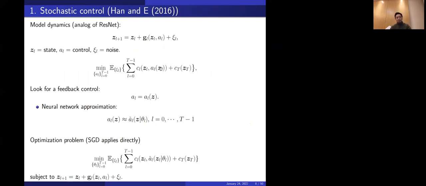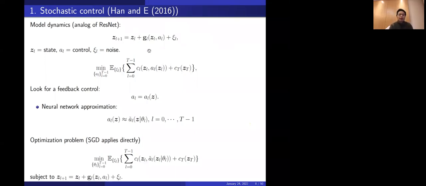I use this example for two reasons. First is that I think it is the very first example where deep learning is used for solving problems in scientific computing. The second reason is that stochastic control has a very close similarity with deep learning. And that's actually the motivation to look at this problem several years ago.